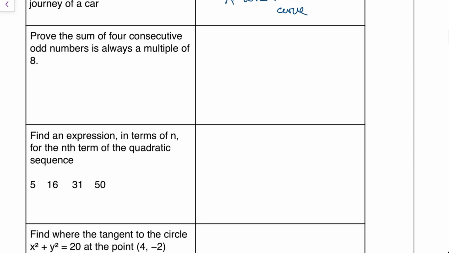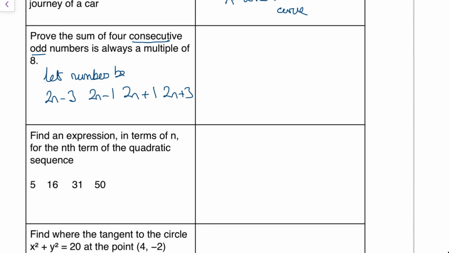Next question. Prove the sum of 4 consecutive, keyword, odd, also keyword, numbers is always a multiple of 5. So I'm going to say let numbers be. So start off with a setup. Let my numbers be 2n. Now 4 consecutive, so I'm going to have 2n minus 3, 2n minus 1, 2n plus 1, and 2n plus 3. Now you may be wondering why I'm doing that.